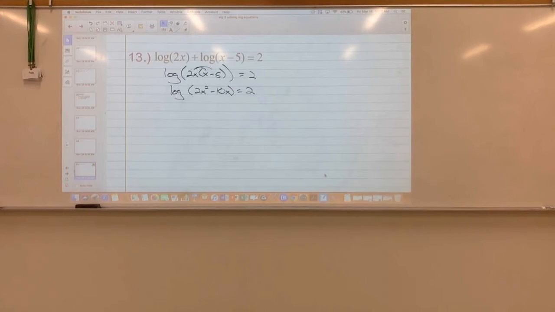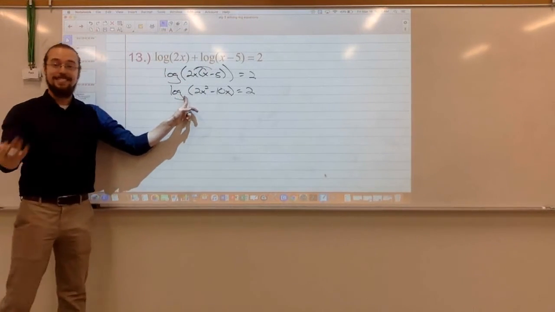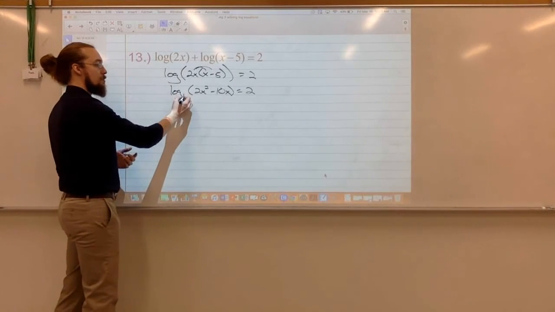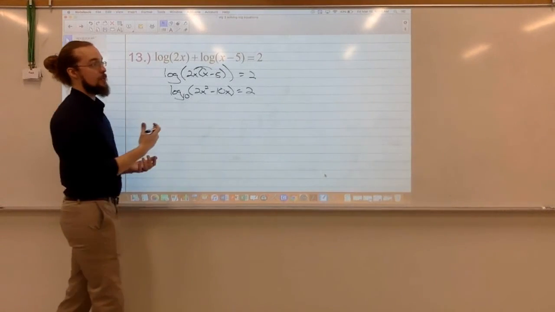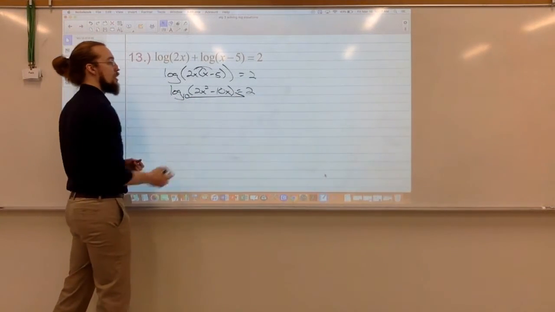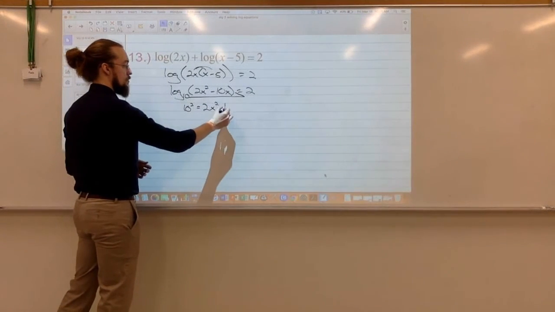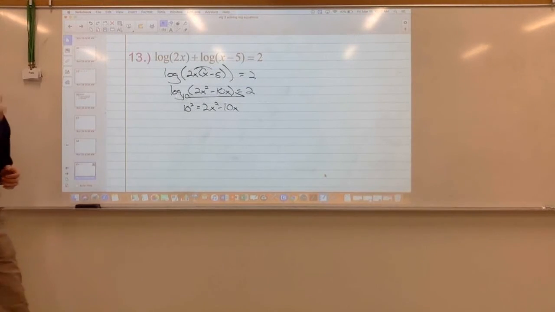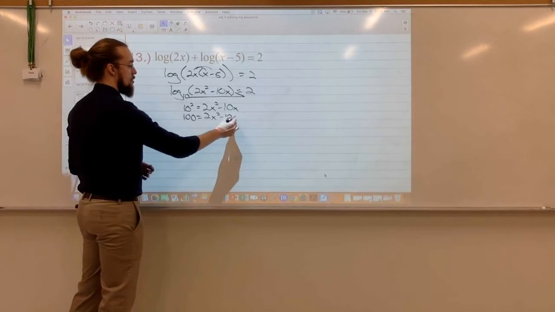Now I can rewrite it as an exponential, or do the lazy 7 thing. There isn't a base for any of these logs. If there isn't a base written, we know that means it is base 10. That's the common log. So we need to know that to be able to rewrite this as an exponential. So now I would say 10 to the second power equals 2x squared minus 10x. What's 10 to the second power? 100. So we get 100 equals 2x squared minus 10x.